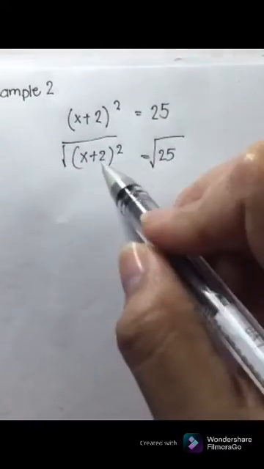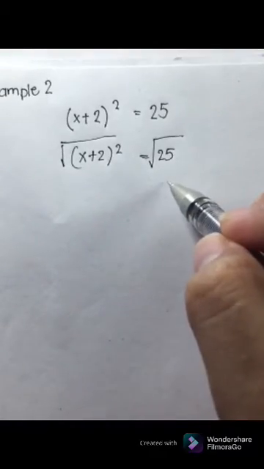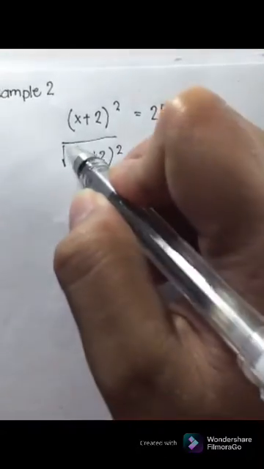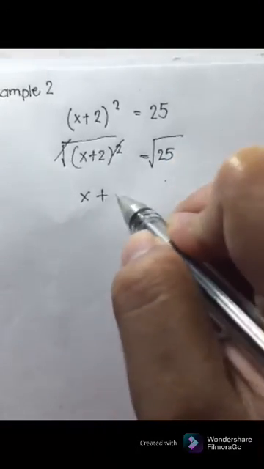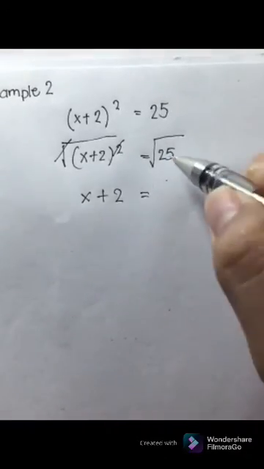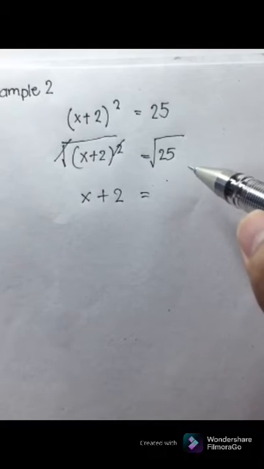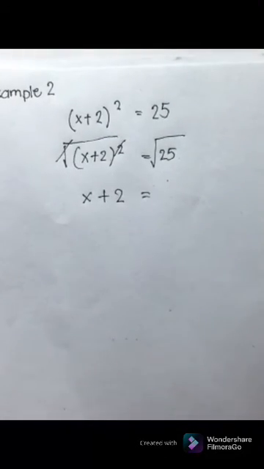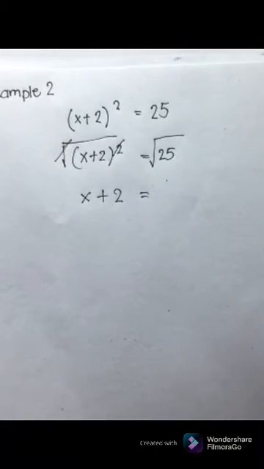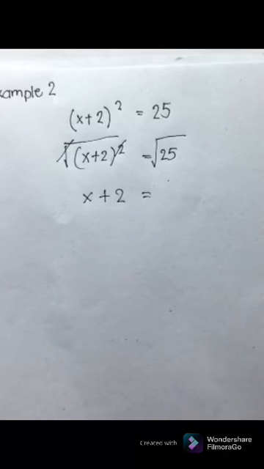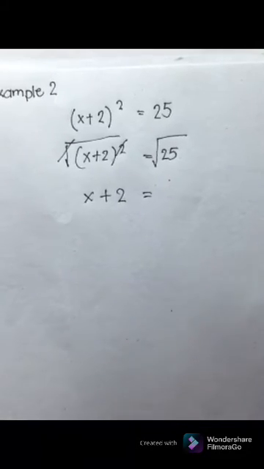So, kung ano yung nilagay natin dito sa side na to, dapat yun din yung ilalagay dito. And then, that will be canceled. The remaining will be x plus 2. And the square root of 25, when you use calculator, it's simply 5. Or you're going to get the factors of 25 that is a perfect square. We have 5, because 5 times 5 is equals 25.